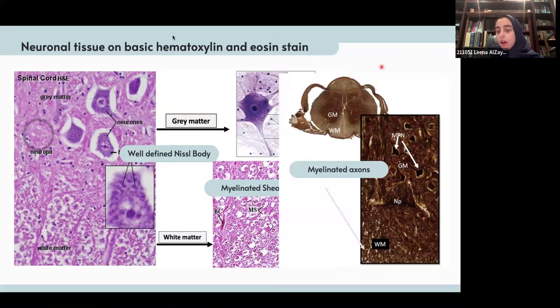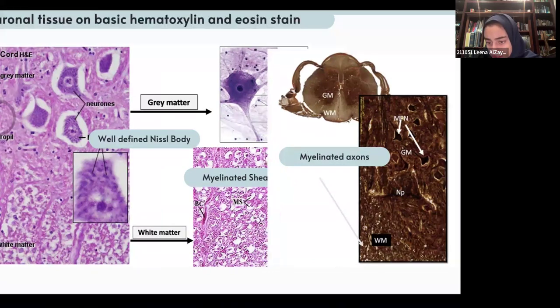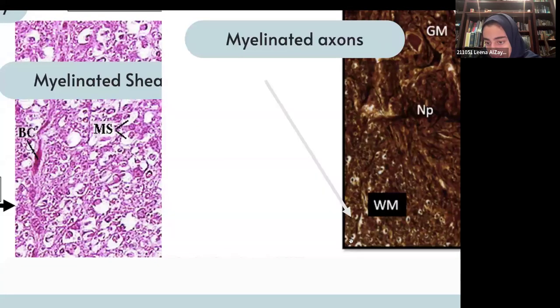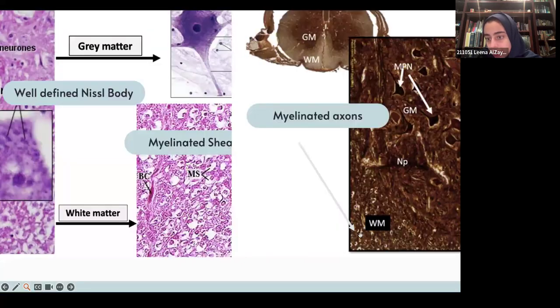This is a slide from another perspective of the myelin sheath. It's just using silver stain, and basically we can see the myelinated axons here. You see this fried egg appearance where you have the black dot in the middle and around it is white. So I just wanted you guys to notice that these are the myelinated axons.